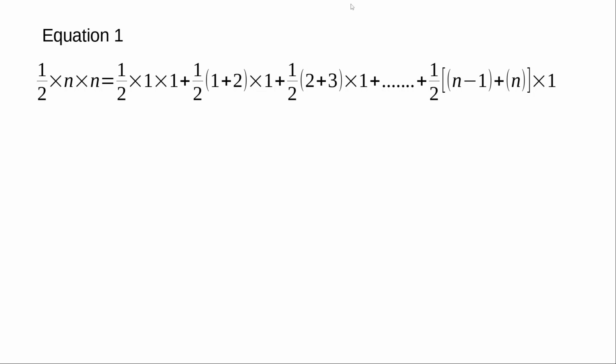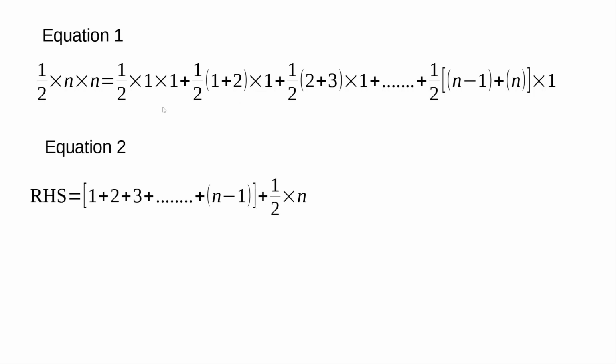Now let's concentrate on the first equation itself. For the time being, let's take the first equation, which is on your board. The first term is half into 1 into 1, and in the second term you have half of (1 plus 2) into 1, which is half of 1 plus 2. In the first term we have half of 1, in the second term also we have half of 1 and half of 2. Now half of 1 and half of 1 become 1. So there we are, we come to equation number 2.